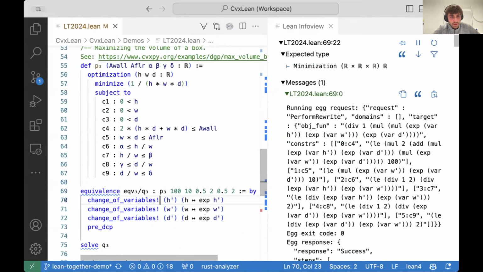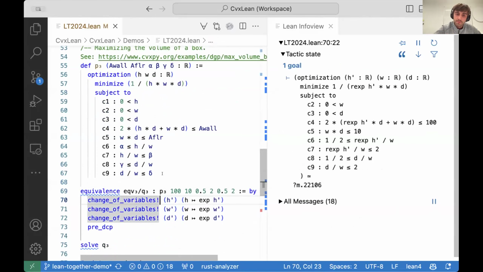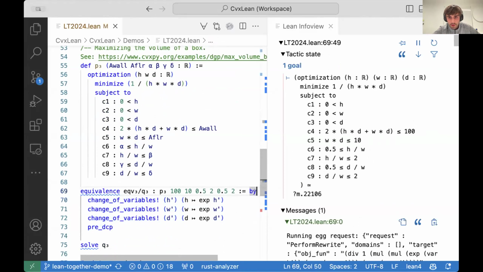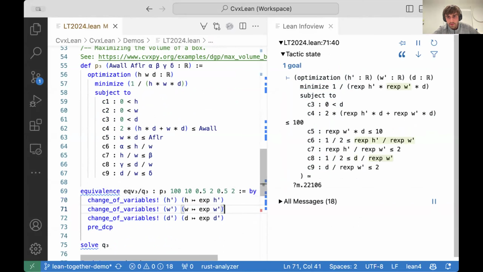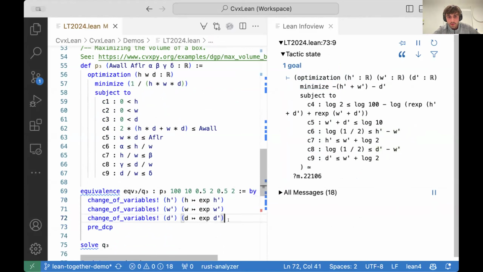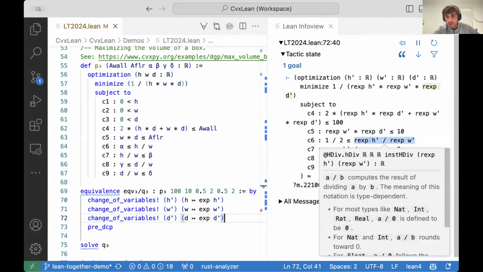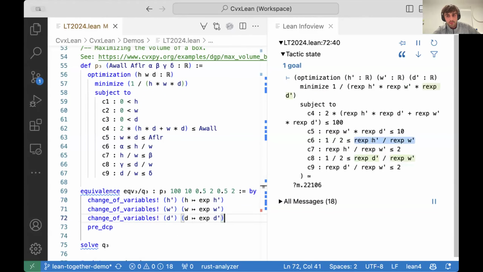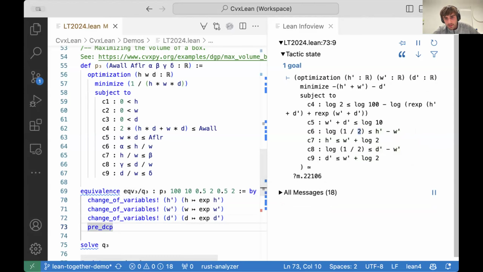So we also have tactics that support these common transformations of optimization problems. I start with a problem in this form, and I can apply change of variables, and it will simply replace everything by its exponential. Then I can do pre-DCP and put it in the right form, because here we still had some problems. DCP would complain about this. It won't be able to know that this is convex. It will say convex divided by convex, I don't know. So we need to do a little bit more work, but pre-DCP can handle that for us.